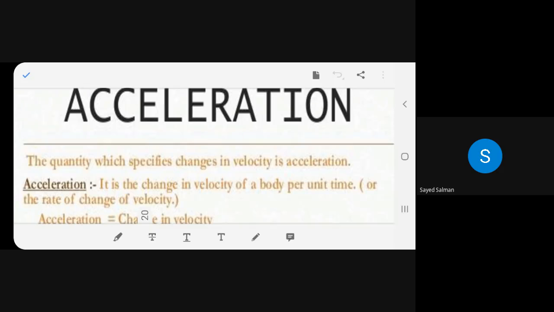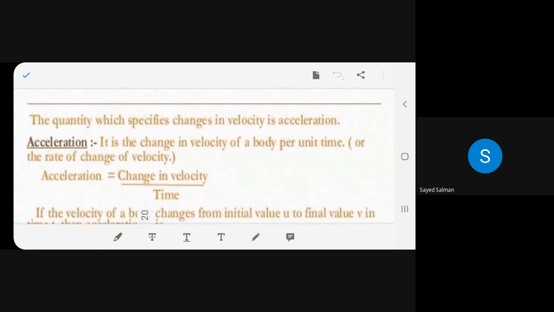The quantity which specifies the change in velocity is acceleration. Okay, so what is acceleration? Change in velocity. As simple as that. What is acceleration, beta? Change in velocity. Isn't it? That is called acceleration. In other words, how do we define it?